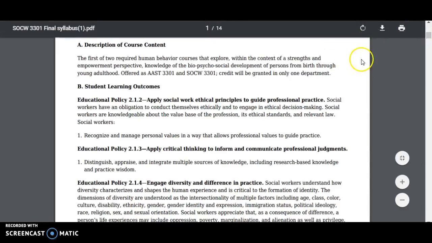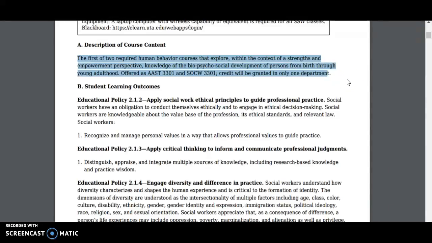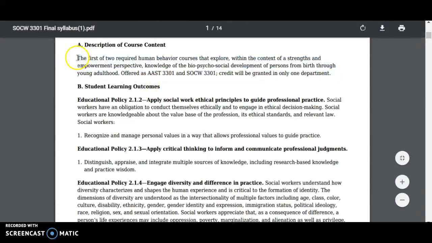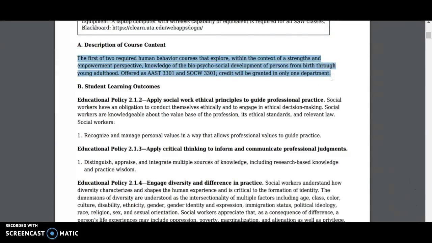Here we go with the course description. This is the first of two required behavior courses. You may be taking this course along with HBSE 2, and if that's the case, that's okay. You may have had HBSE 2 before you're having HBSE 1. That's okay too. They are distinct courses, but they come together in a couple of the philosophies that we discuss in this course. But there's the course content.